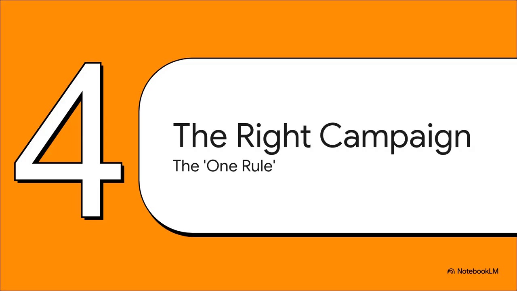All right, section 4, choosing the right campaign. Because right about now, a really smart question probably popped into your head. If you have a bunch of different campaigns set up, how does the system know which one to use for which lead? It's a fantastic question, and luckily the answer is governed by one really simple, really powerful rule.